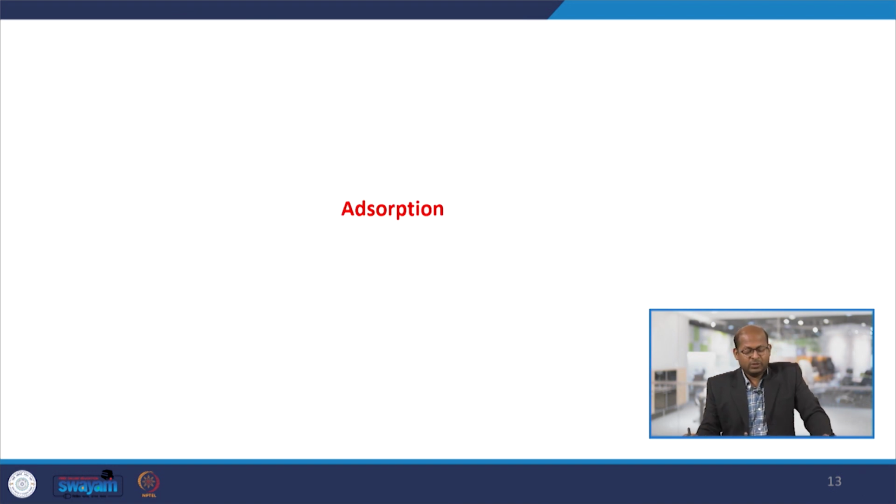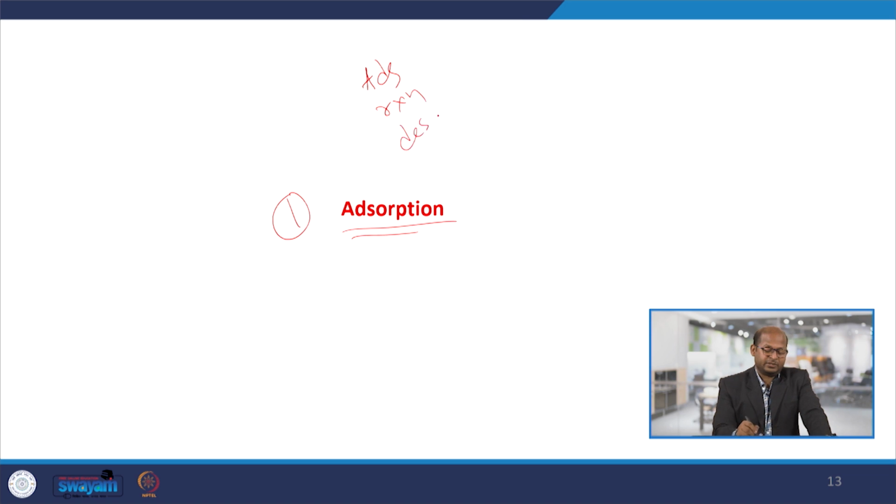Okay. Now, we are coming to adsorption. Adsorption is the first step I said. So, there are 3 steps: adsorption, surface reaction and desorption.